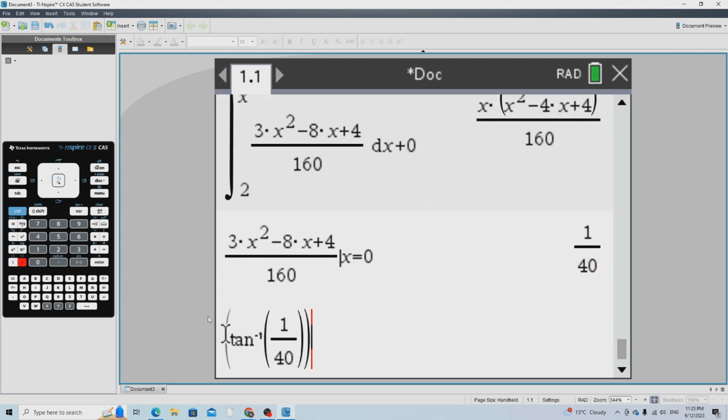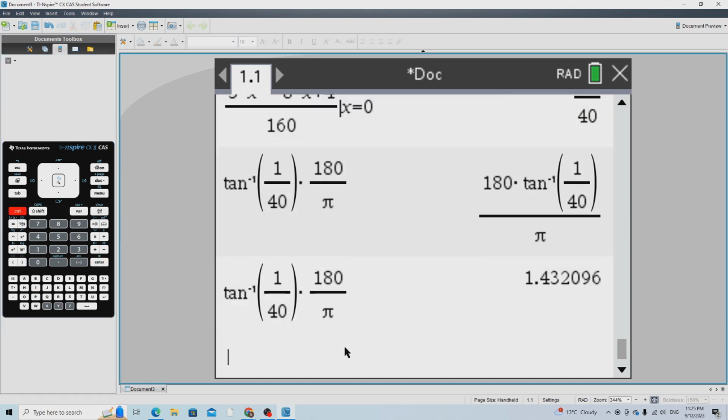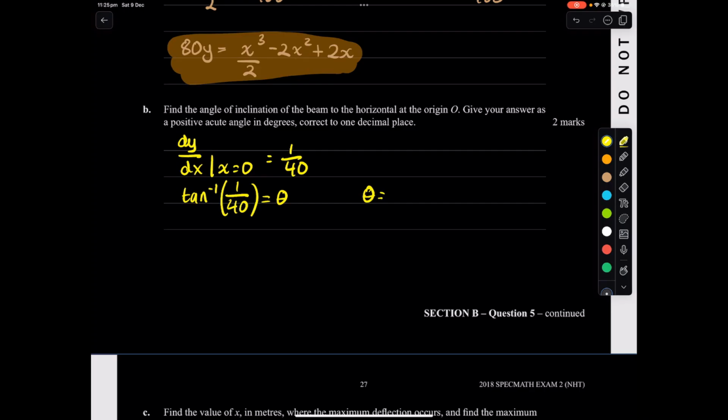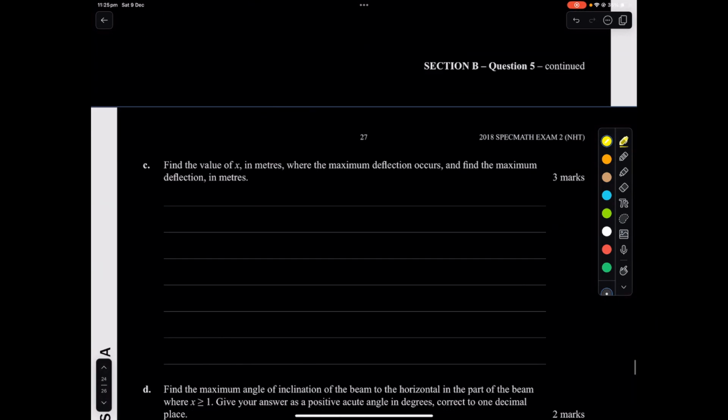And that's going to give us radians, but we want it in degrees, so times 180 over pi. Try enter, and we get this. So to 1 decimal place, that's going to be 1.4 degrees, yeah. Pretty much that's it. So we found that. So that was 1.4, and then, okay, that's good.